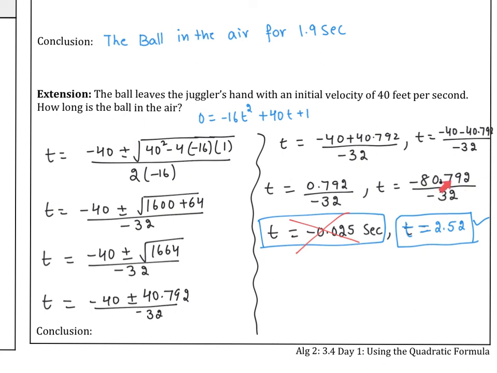When you use the calculator, you're going to get 2.52 seconds, and this is the answer you're going to take. And this is how long the ball will be in the air. So the ball will be in the air for 2.52 seconds.